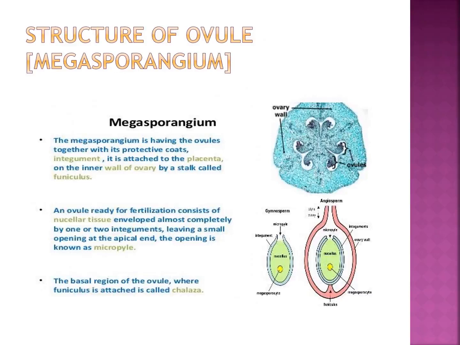Structure of the ovule, megasporangium. So what is called megasporangium? The megasporangium is having the ovules together with the protective coats, the integuments. It is attached to the placenta on the inner wall of the ovary by a stalk called the funicle.